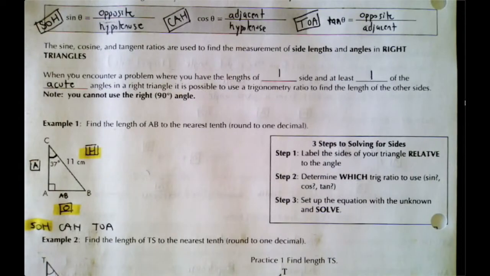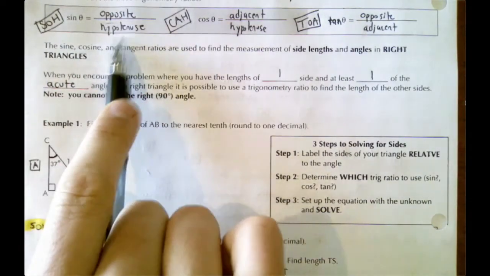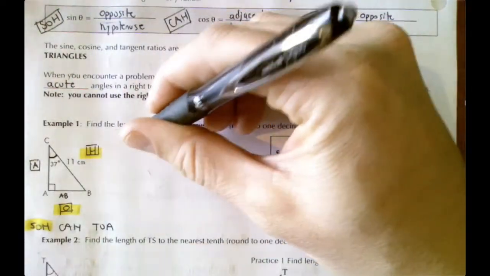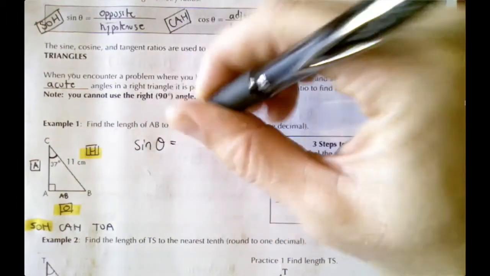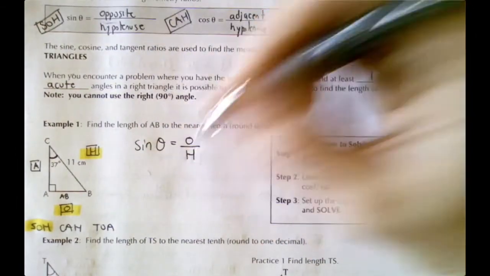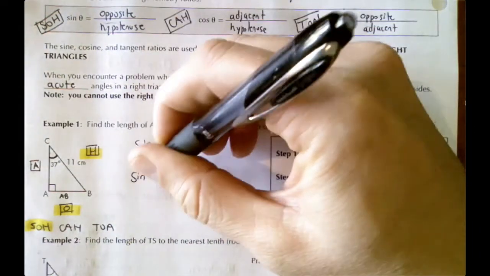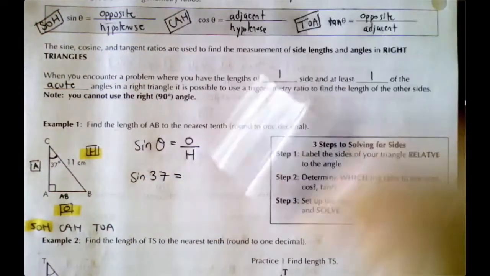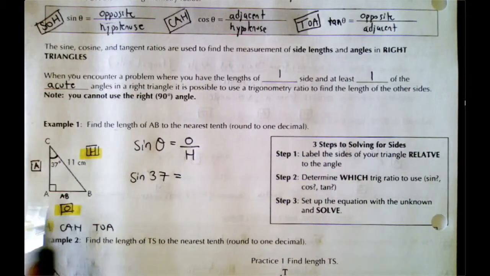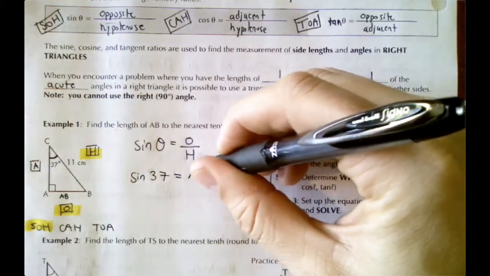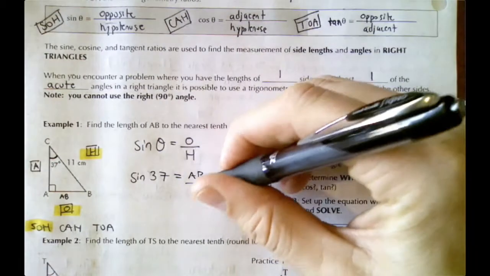So what do we do now? We write sine theta equals opposite over hypotenuse. Sine theta equals, I'm going to write O over H, opposite over hypotenuse. And now we're into step 3, solve the equation. How do you solve it? You substitute what you know. What do we know? We know the angle is 37, so we can write sine 37 equals the opposite side is the side we're looking for, AB, and the hypotenuse is 11.